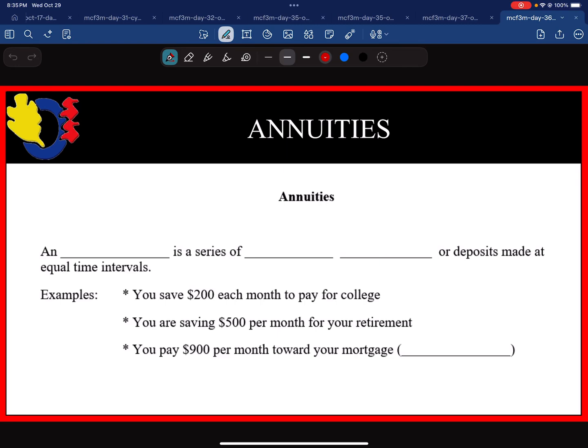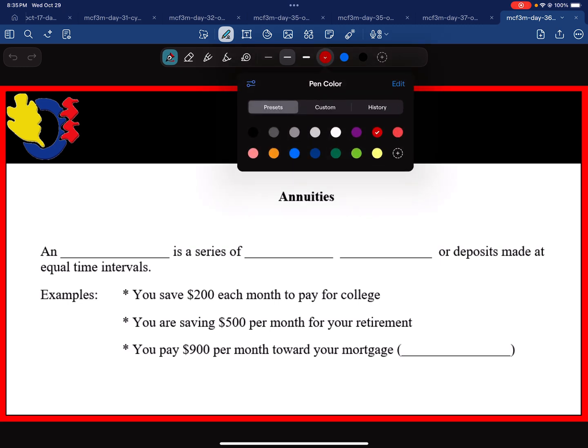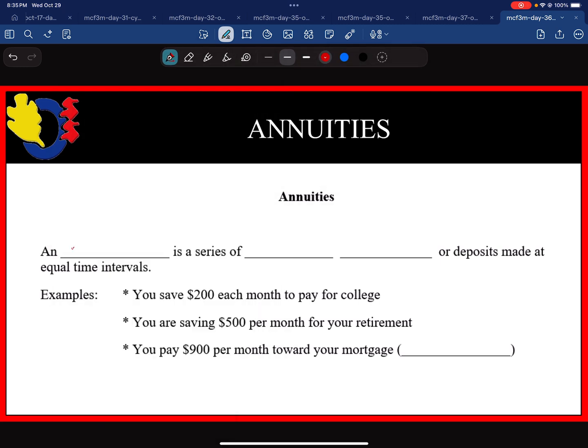An annuity is a series of regular payments. Regular payments or deposits made at equal time intervals. For example, you save $200 each month to pay for college. Another example, you're saving $500 per month for your retirement. And a third example, you pay $900 per month toward your mortgage, and a mortgage is a type of loan.